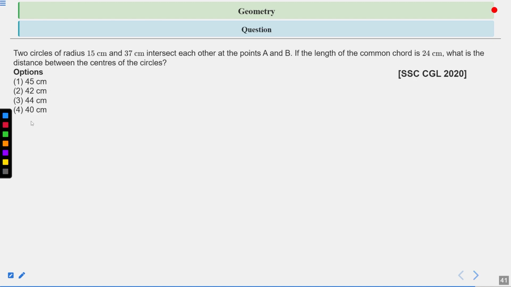Next one. Two circles of radius 15 centimeter and 37 centimeter intersect each other at the points A and B. If the length of the common chord is 24 centimeter, what is the distance between the centers of the circles? This question was asked in the SSC CGL exam in 2020. There are four options. First one is 45 centimeter, second is 42 centimeter, third one is 44 centimeter, and fourth one is 40 centimeter. Now you have 10 seconds to analyze the question. Your time starts now.